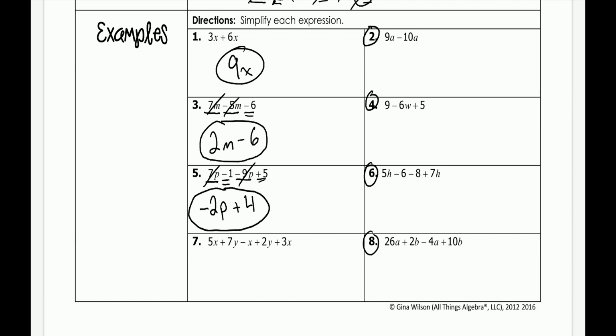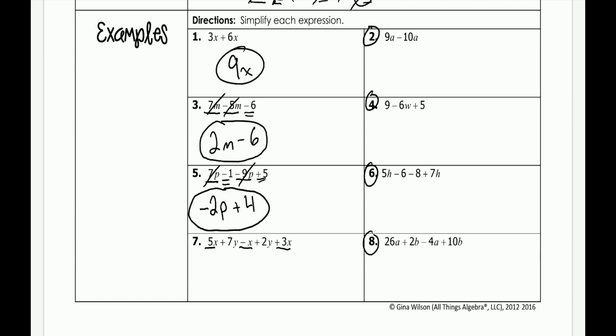Moving on to number 7. We are going to change things just a little bit. And we're going to underline everything with an x once, and everything without an x twice. So, we have 5x plus 7y minus x plus 2y plus 3x. So what we're doing is we're going to identify everything that has an x, or everything that is just an x. So we have 5x, negative x, and 3x. Those are the only things that have an x.